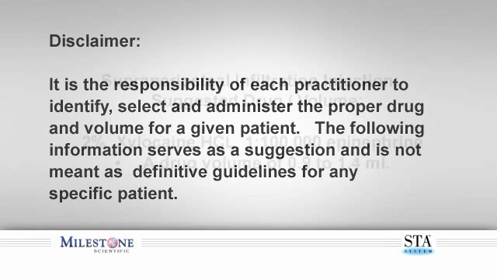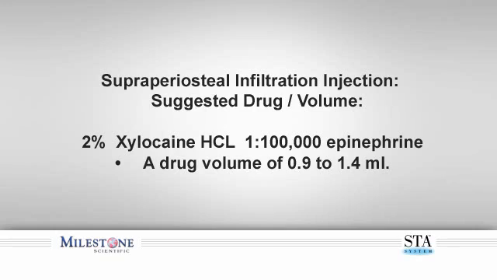The suggested drug and volume to perform the supra-periosteal buccal infiltration injection is 2% xylocaine HCl, 1:100,000 epinephrine. A drug volume of 0.9 milliliters to 1.4 milliliters, which is equivalent to 3/4 to 1 full cartridge, is the suggested volume when performing this infiltration.